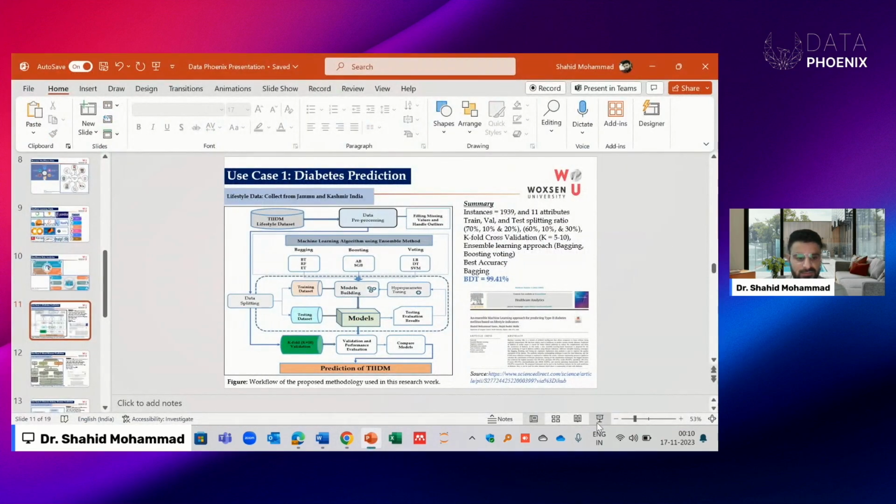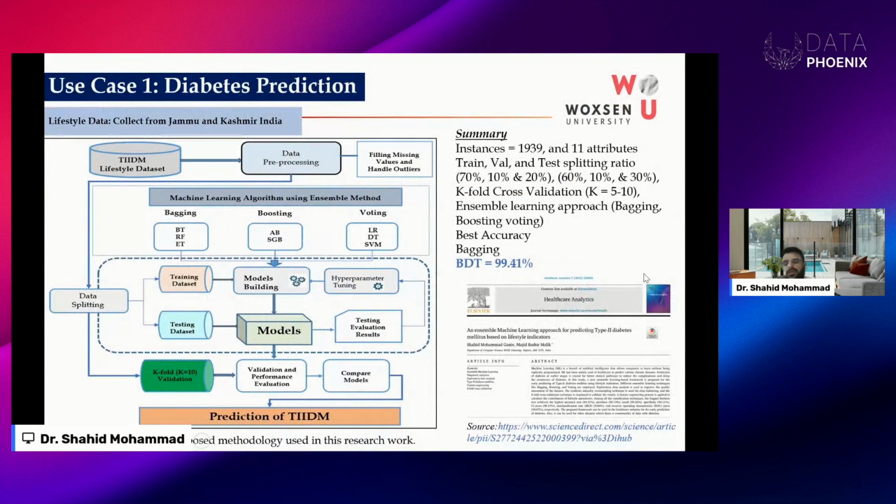So now I will be discussing some use cases, where the first case is diabetes prediction. We have conducted a survey from Jammu and Kashmir, India, where we collected lifestyle data through online and offline modes. For offline, we visited nearby hospitals and collected the data, and through online mode, we collected the data from different stakeholders of different departments. We have also published a research article in Elsevier. Healthcare Analytics is the name of the journal.